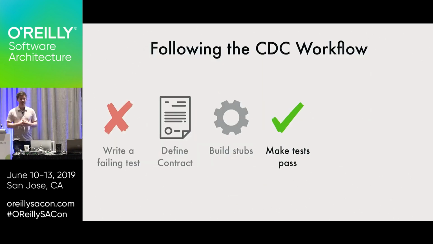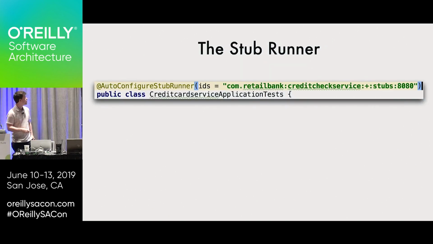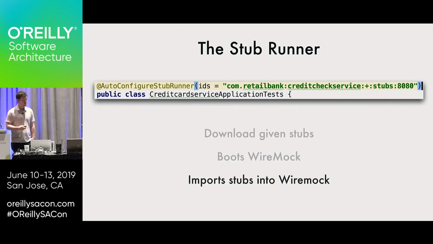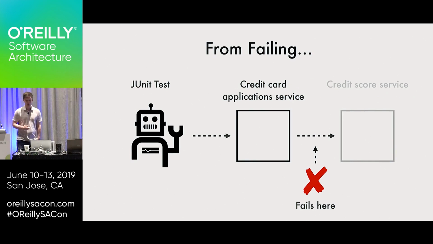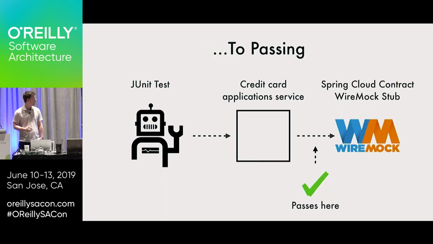We then need to make our test pass, and we can do that by using the stub in our test. So we take our credit card application service tests, we can configure it with the stub runner, and it will mean that when we run our test, we will download our stubs, we'll boot YMOC, and we'll import our stubs into YMOC. It's just a simple annotation at the top of your test. Once we've done that, we can go from our failing credit score test to a passing one, because we have a YMOC stub that our test will call out to instead of the real credit score API. Our test will now pass because we've generated our stub from our contract.